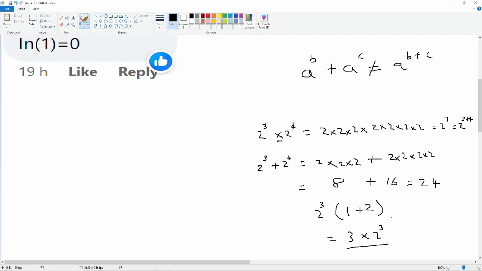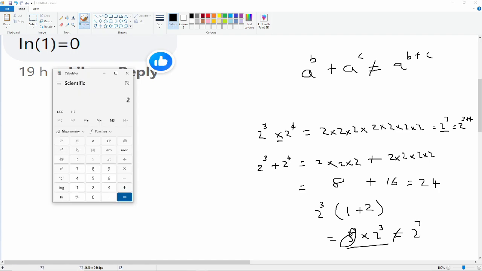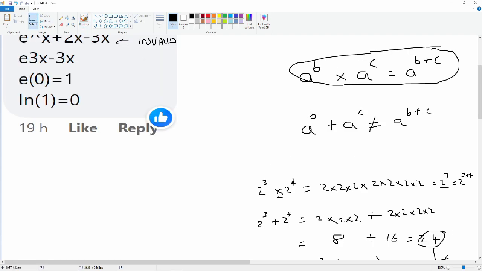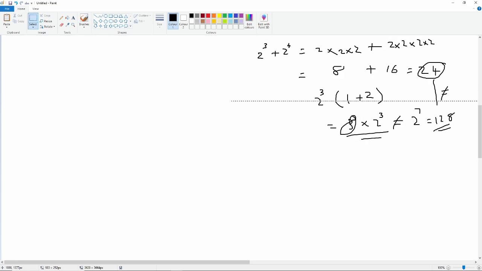And 3 times 2 cubed is not the same as 2 to the power 7. For one thing, there's a 3 here, which of course is not equal to 2 to the power 7. 2 to the power 7 is equal to 128, and 128 is not the same as 24. Okay, hopefully I've explained why that is wrong.